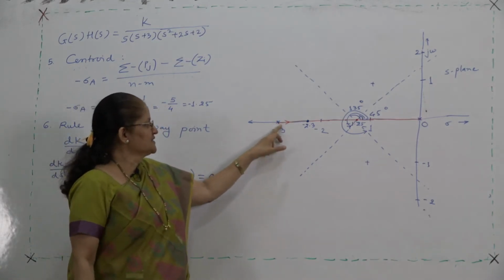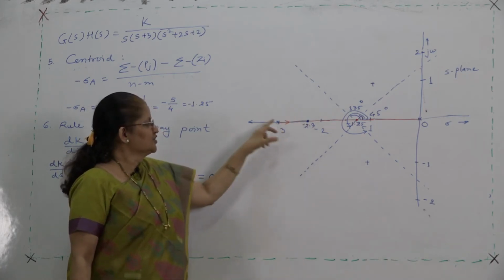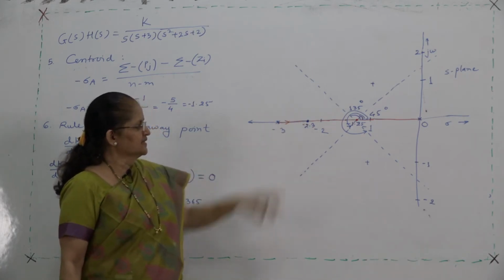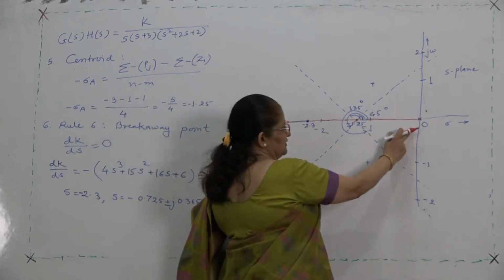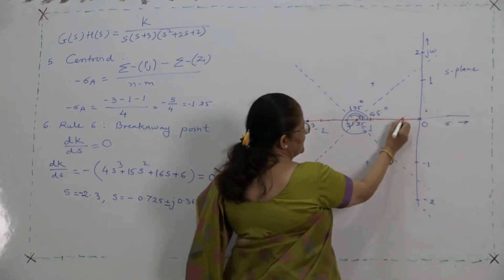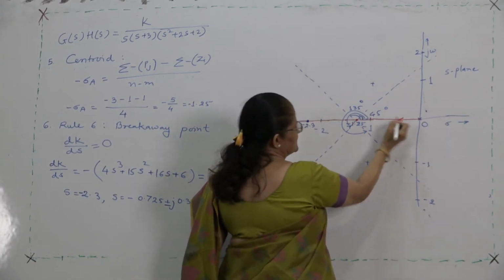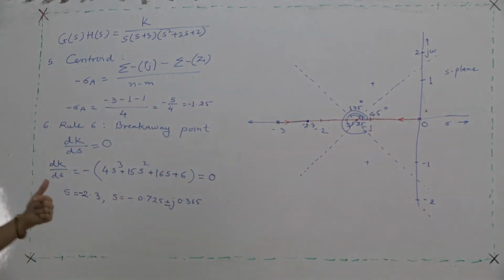Now, see properly, 4 branches will start from 4 poles. One branch will start from minus 3. This part is not on the root locus, which means this branch will go in this direction. Why is it going in this direction? Because this part is not on your root locus, that we have decided. So the direction of the root locus from minus 3 is this, and this branch will go in this direction.